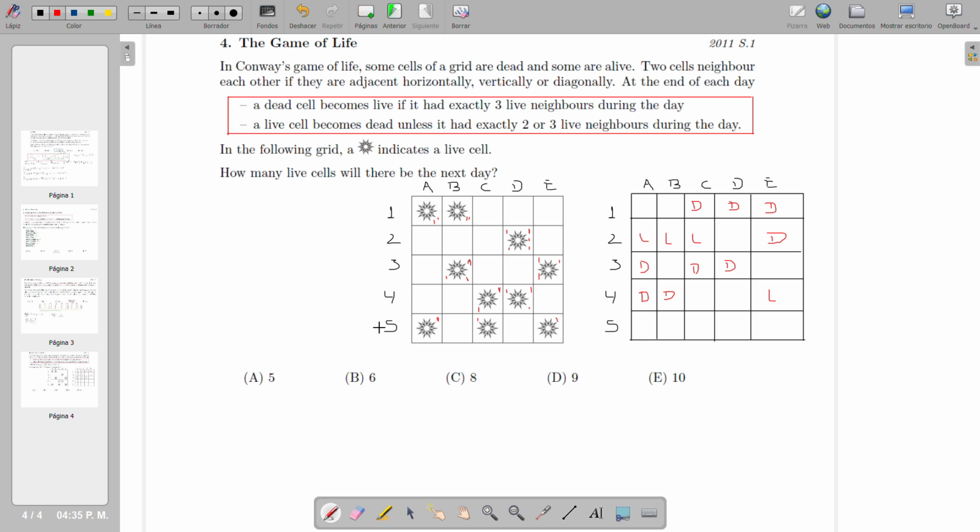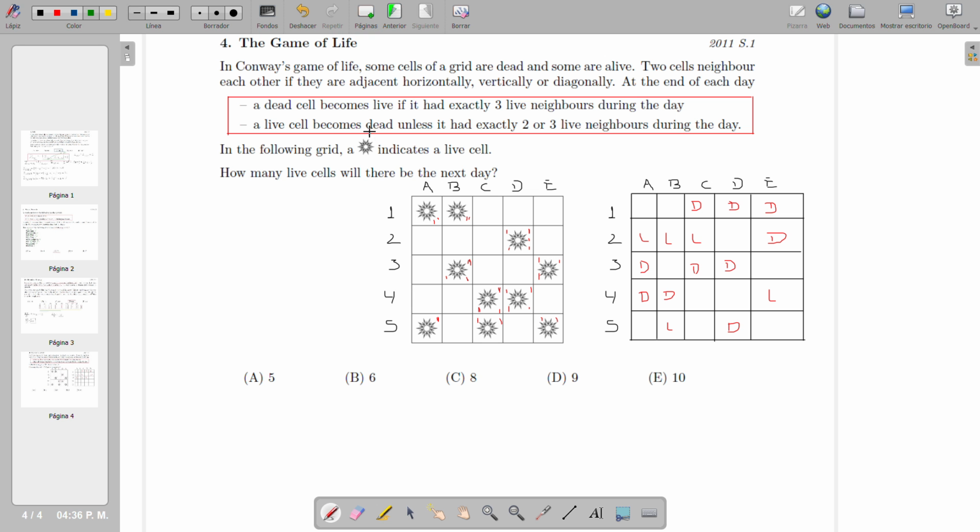In the last line, for cell B5, it has 1, 2, and 3 live neighbors, so this cell will be live. And cell D5 has 1, 2, 3, and 4 live neighbors, so this cell will be dead. I am gonna change the color, and let's now pay attention to live cells.